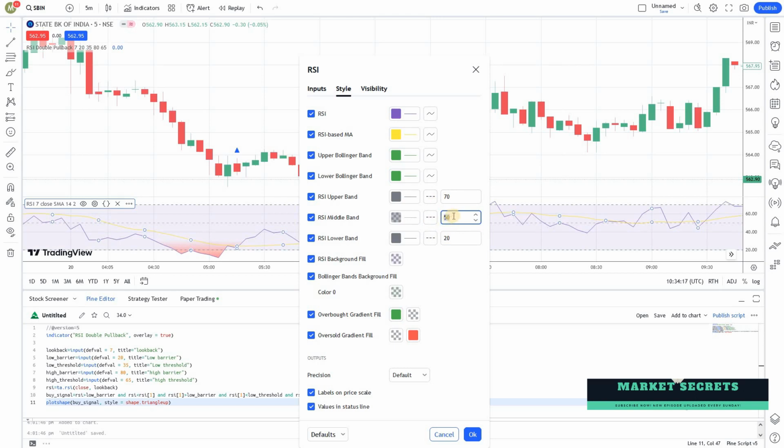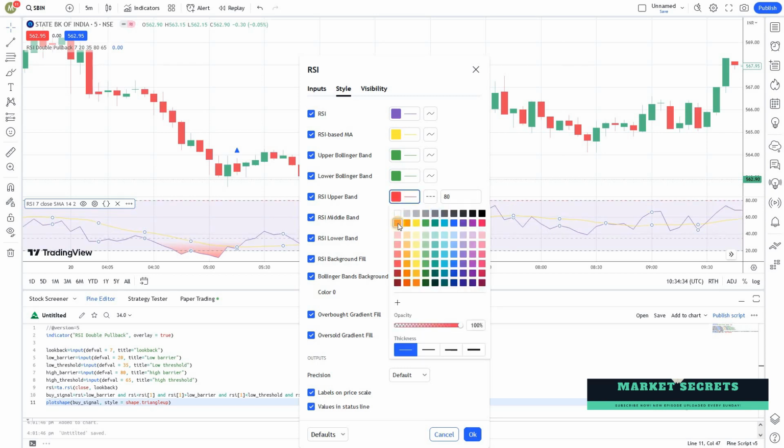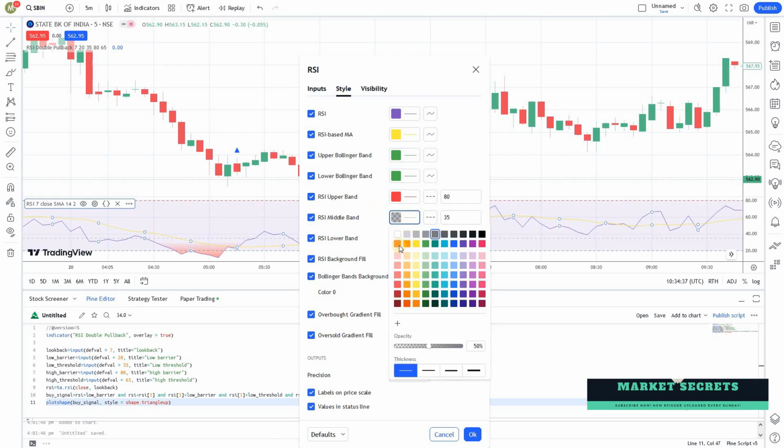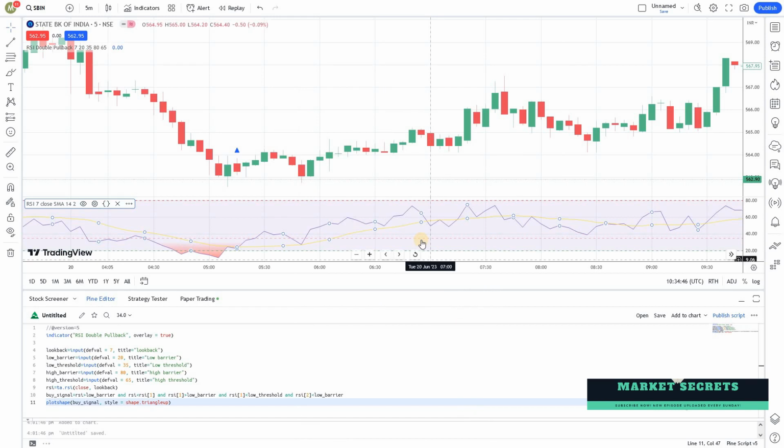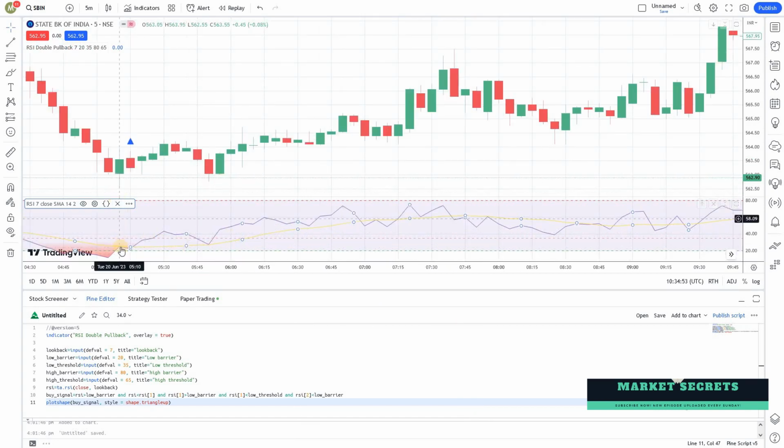Just for our understanding, I'm changing the middle band to 35, and the upper band to 80. So we don't have any line for 65, but that is okay because we are only spotting the long side trade. So 20 and 35 are our critical lines, and I'm going to use red for this middle band and green for this lower band, just for our ease of use. So now if you look at this particular chart, we are seeing an uptick here, that is an up triangle, which indicates that it's a long signal.